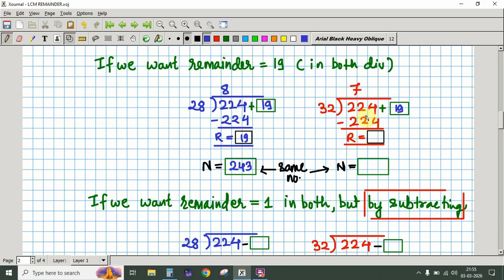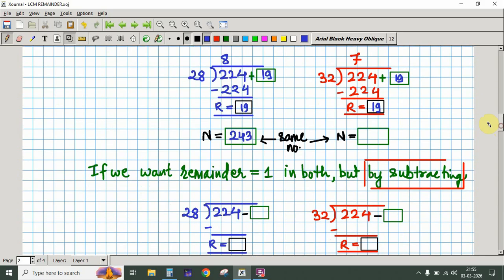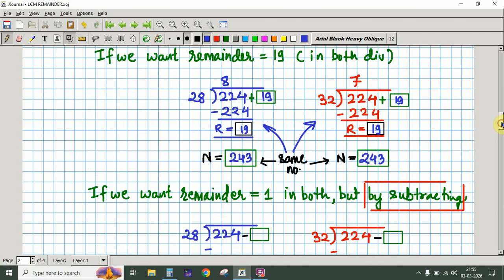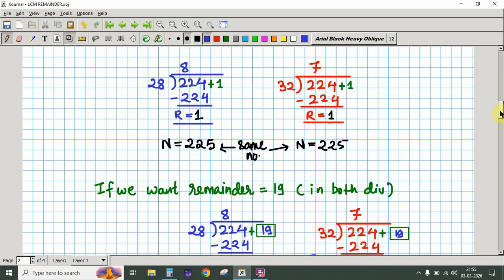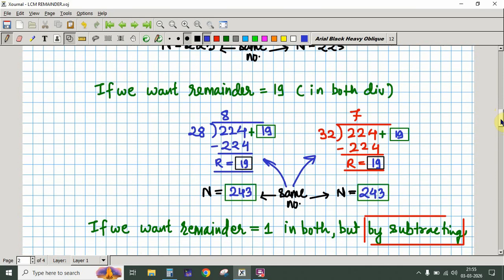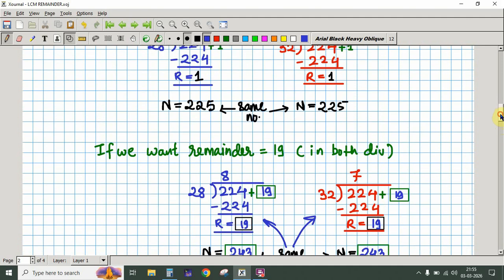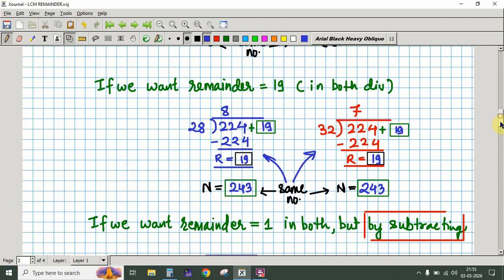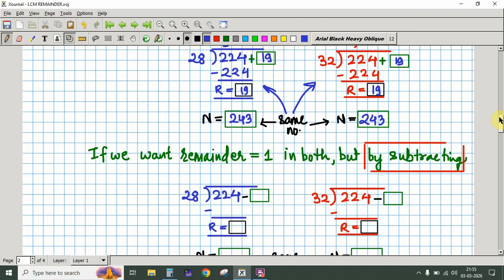So the same thing is going to happen over here, 90. And what is the number? 243. So again we have a unique solution, a unique solution for both divisions. Now here's an important explanation. Both of these explanations were related to adding extra objects in the extra blank set.